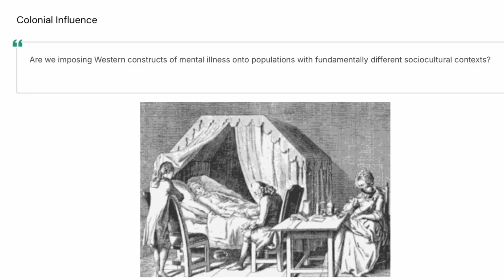So, when we ask, whose norms prevail? We are asking whether our diagnostic system allows us to accurately and ethically understand eating disorders across different cultural contexts.